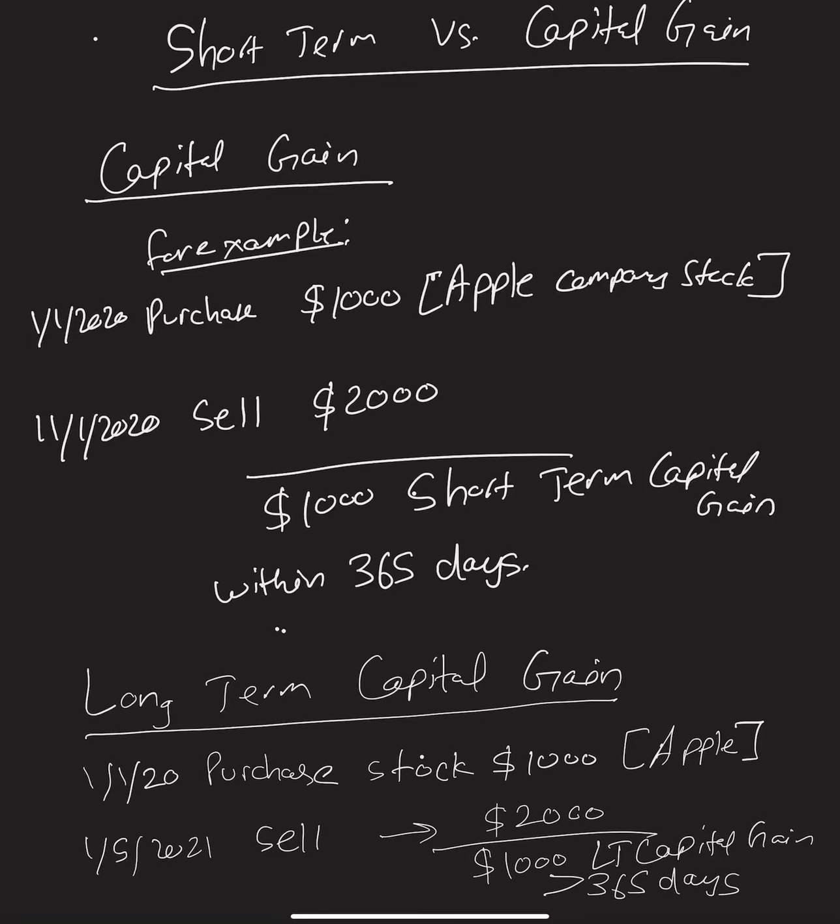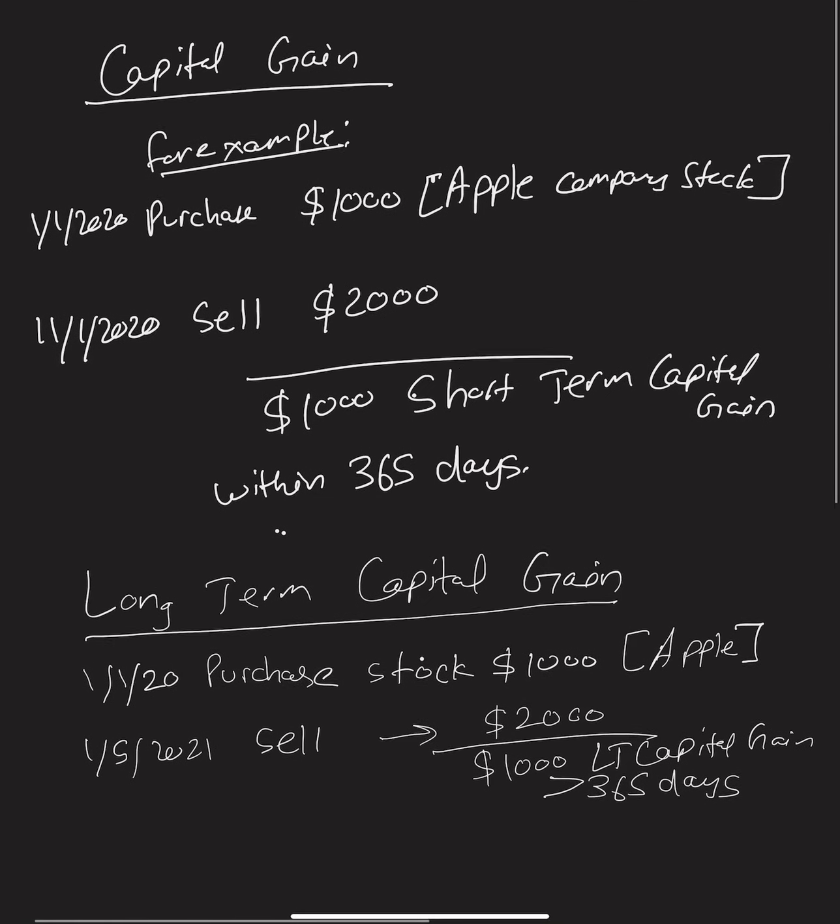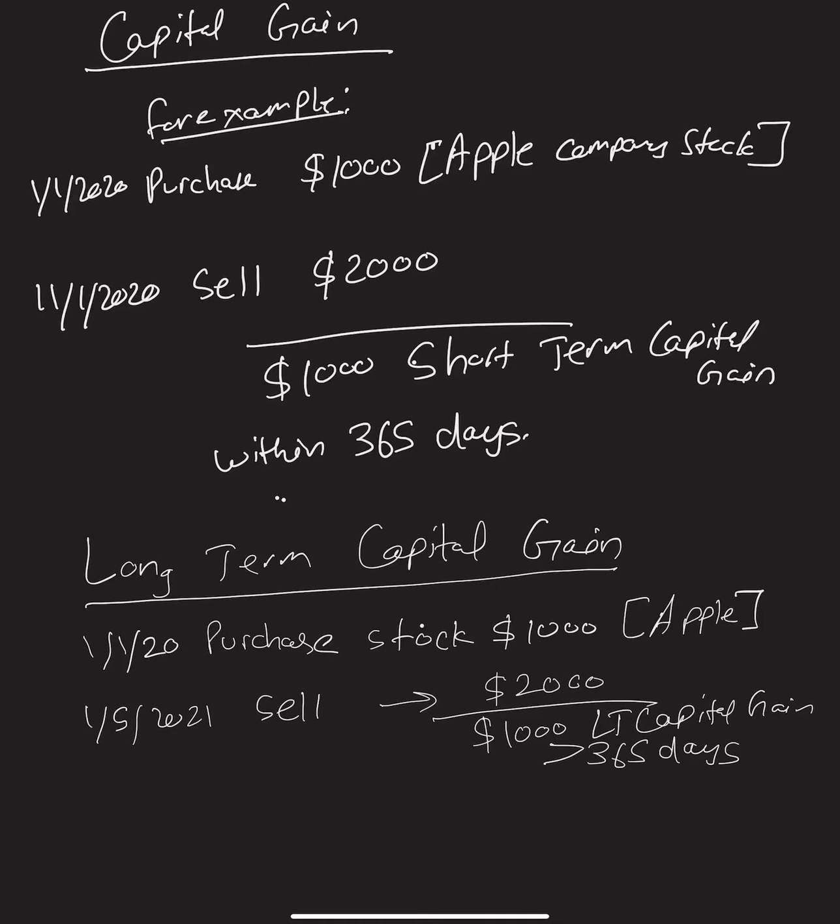Now there are some key differences for holding the stocks for more than 365 days. For long term capital gains, the maximum tax rate you pay is 20%, based on 2019, 2020 tax rates.